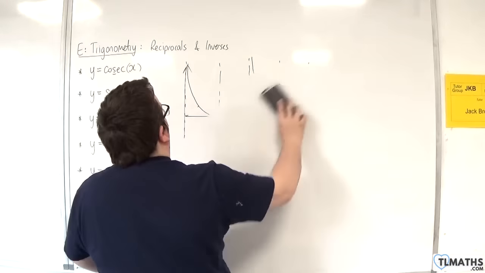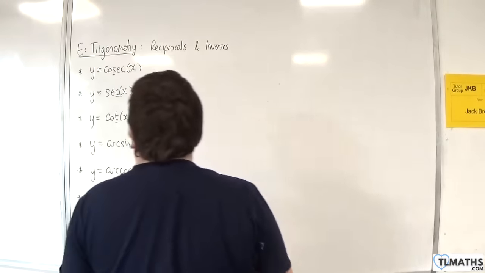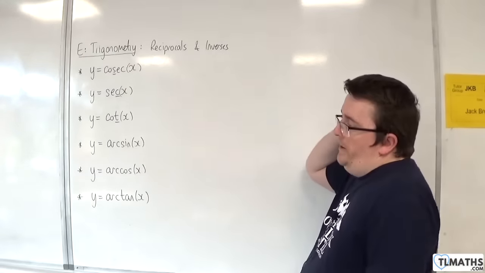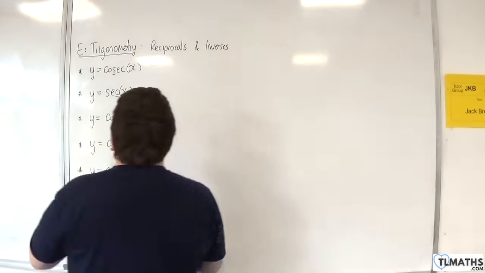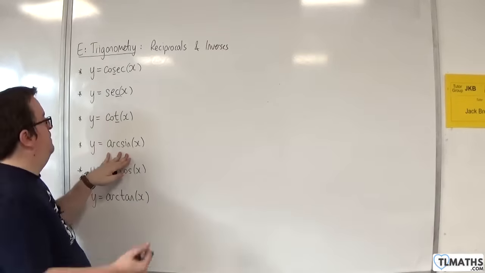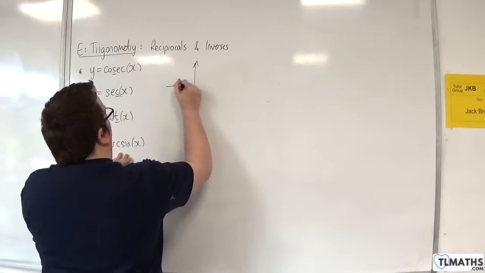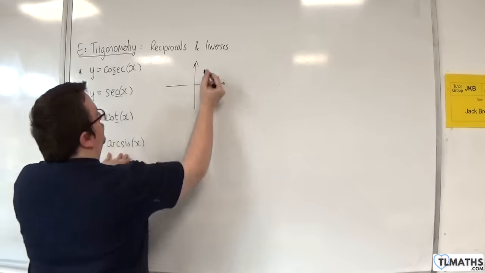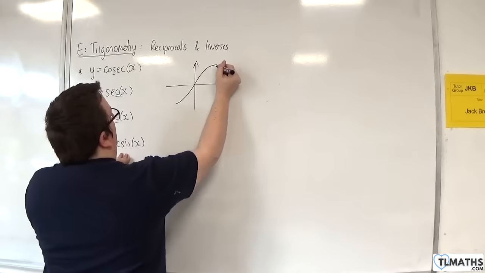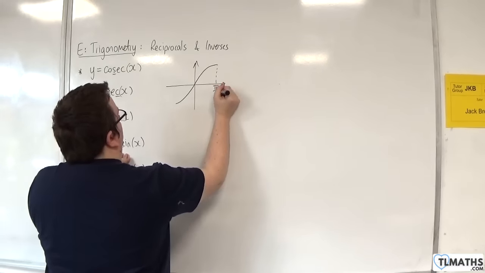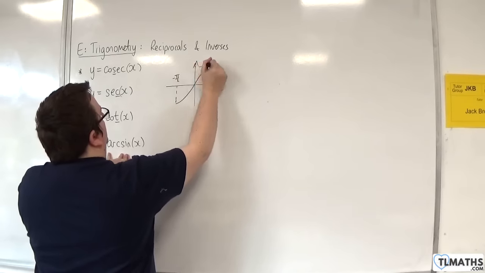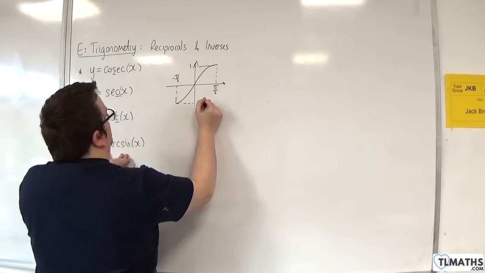Right, and then we get to everyone's favourites. Y equals arc sine x, y equals arc cosine x, and y equals arc tan x. With these, if you get confused, draw the original curve first, so sine. For arc sine, I'm going to draw it like that. That's the piece of sine that I am interested in. So that's pi over 2, that's minus pi over 2, that's 1, and that's minus 1.